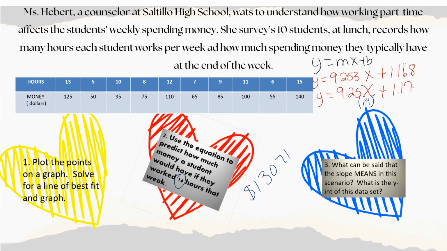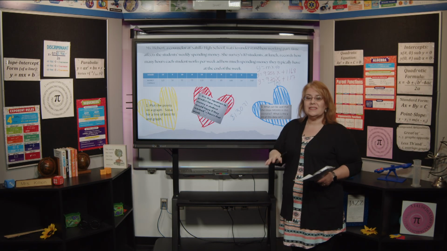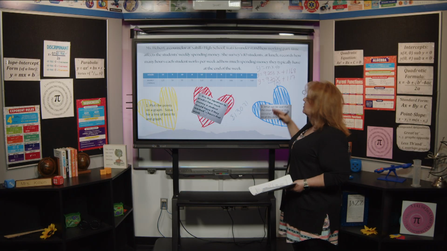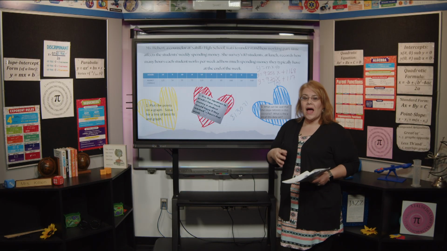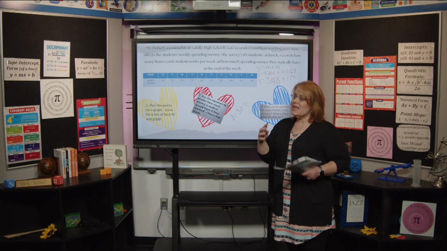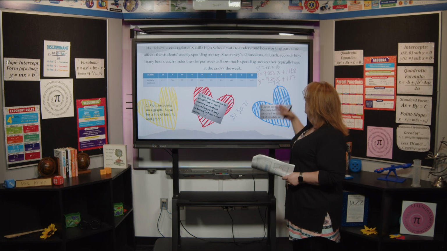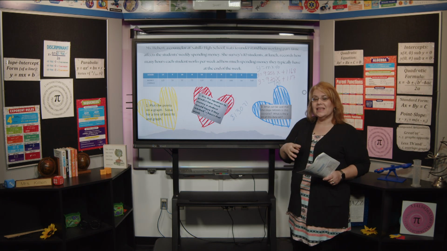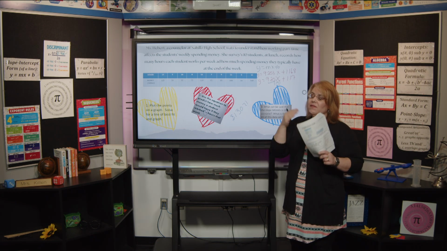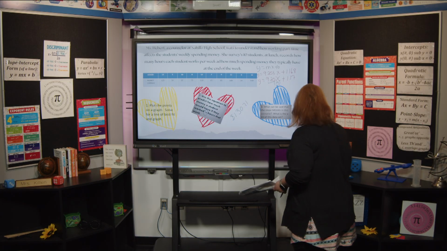Number 3 says, what can be said about the slope? What does the slope mean in this scenario? So when we're looking at this slope right here, it means for every hour that they're working, they're having $9.25 of spending money. So we want to make sure that we're understanding what our slope is talking about in our linear regression. It's not just to have the linear regression. You need to know what that means, what your slope means. 1.17, that is our y-intercept. So you've got to make sure that you're understanding what all the parts of your equation mean.